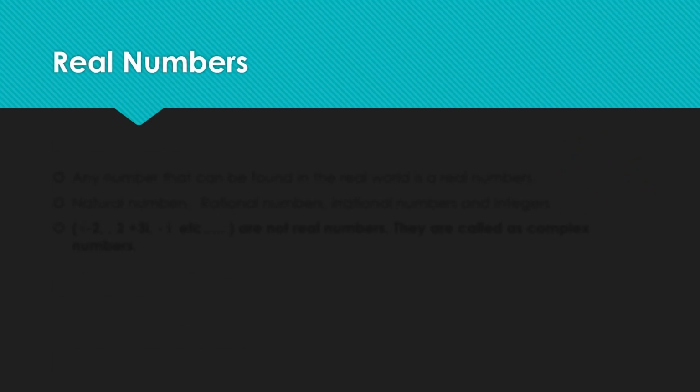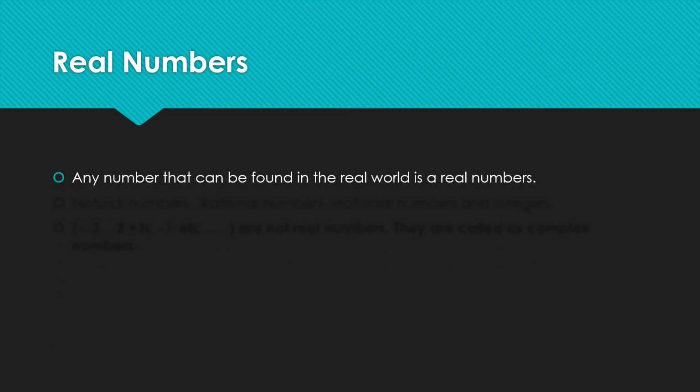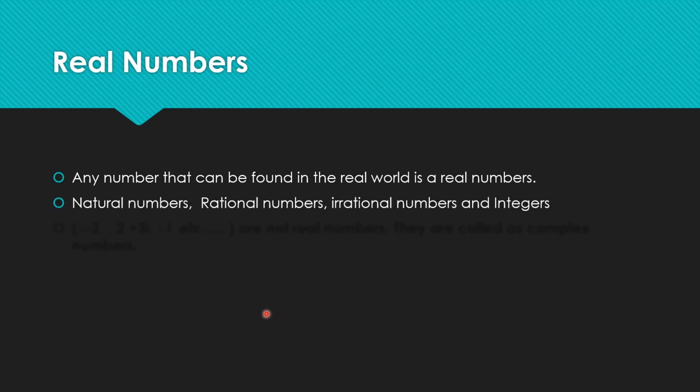Now we are moving to real numbers. What is a real number? In earlier slides, we discussed natural numbers, whole numbers, irrational numbers, rational numbers and integers. All together, we say all these are called real numbers. Any number that can be found in the real world is a real number. Natural numbers, rational numbers, irrational numbers and integers are all real numbers.